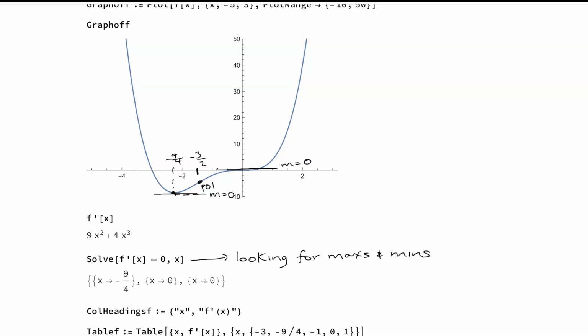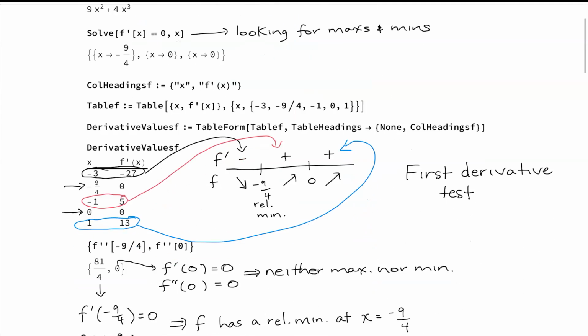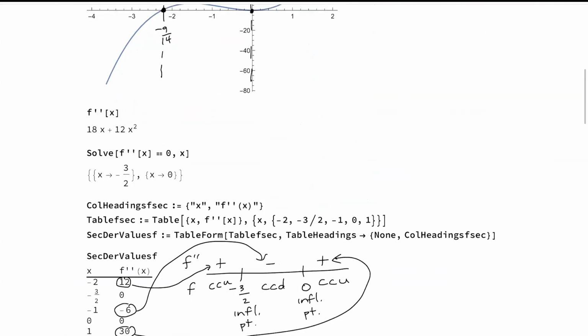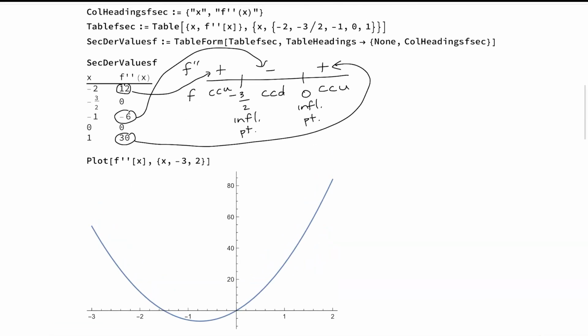So again, if I go back to my original function, let's see, -1.5 is right here. This is a point of inflection, so that's where f is changing from concave up to concave down. And then I have a point of inflection here at x equals 0, where f is changing from concave down to concave up.